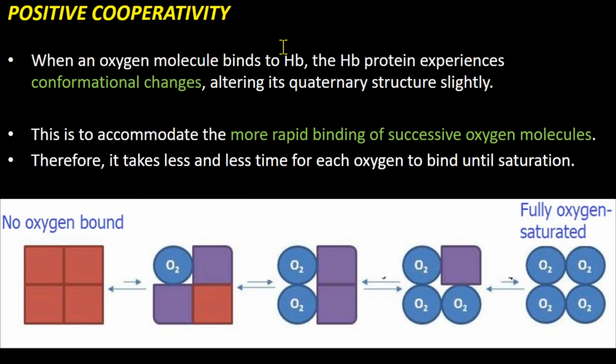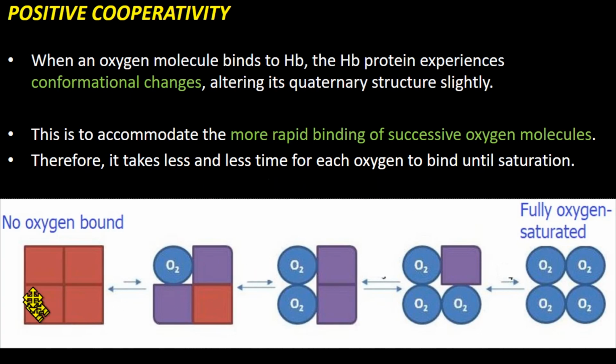Positive cooperativity. So when an oxygen molecule binds to hemoglobin, the hemoglobin protein experiences a conformational change. That means that it will alter its quaternary protein structure slightly so that more oxygen molecules can bind more easily. Imagine like it folds so it could take in more oxygens more easily. This is to accommodate the more rapid binding of successive oxygen molecules. So it takes less and less time for each oxygen to bind until saturation.